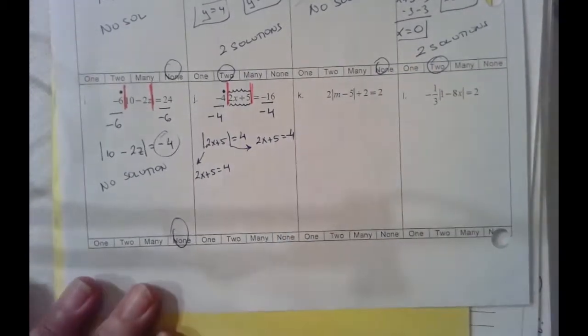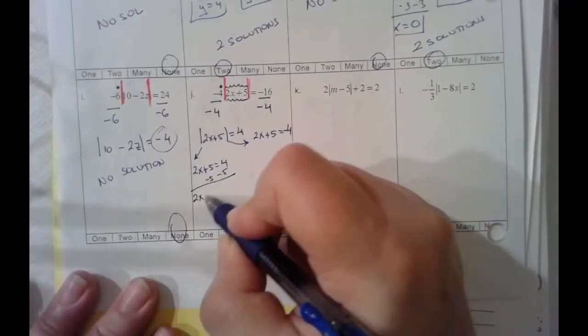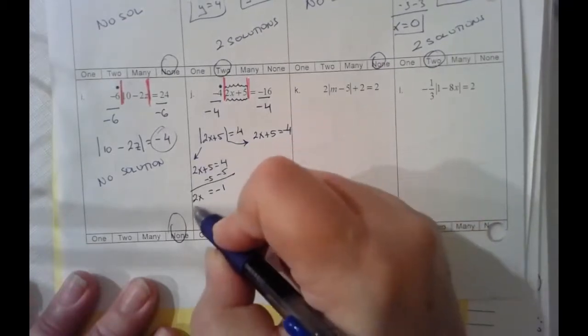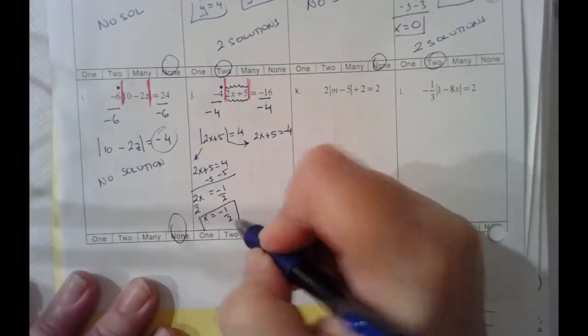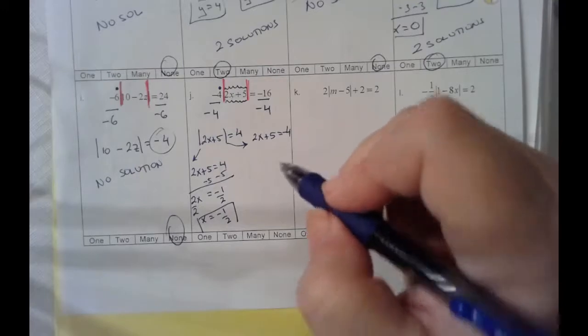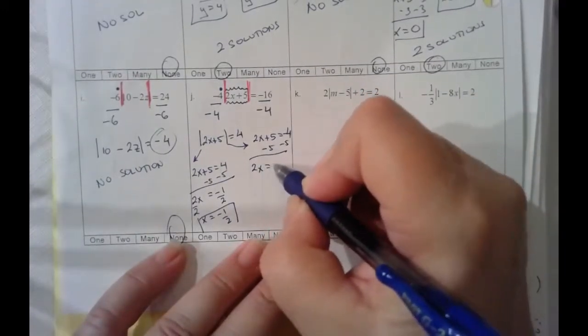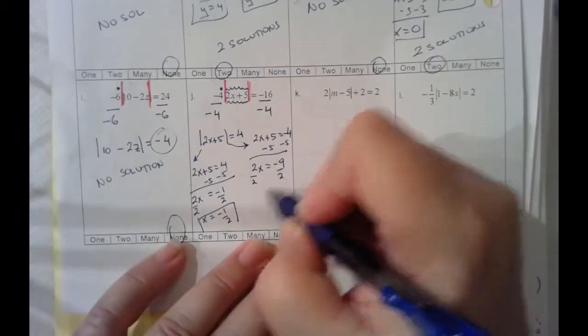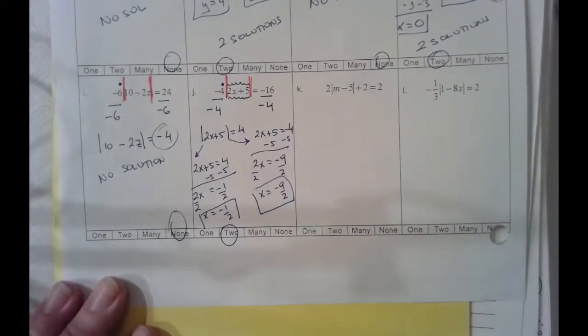We have two solutions. So minus 5 on both sides, 2x equals negative 1. Divided by 2, x is negative 1/2. It's a fraction, it's okay. And now we're going to do the second one, minus 5. You get 2x equals negative 9, divided by 2, x is negative 9 over 2. And you can't reduce it, you will just leave it. And so this has two solutions. So fractions are okay, just leave them alone.